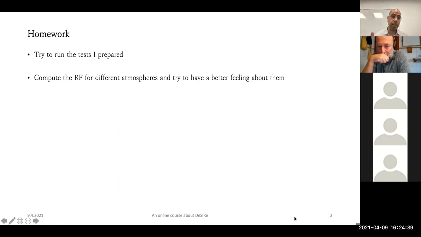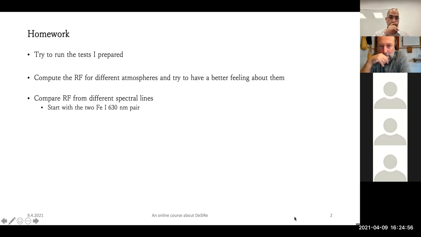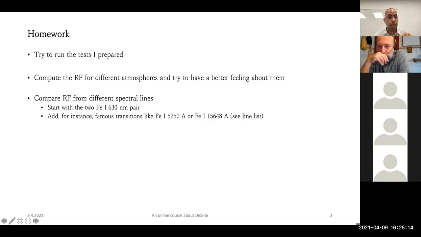So try to experiment a bit with representative models of your research interest, and try to understand more or less how they work, because, as I said, it is the main element that defines SIR and also DESIRE. And I think this is also interesting: compare the response function between spectral lines. For example, you can compute the maximum of the response function. If you have two spectral lines, just take one spectral line and the other, and then compare them. And after that, you can add more lines.